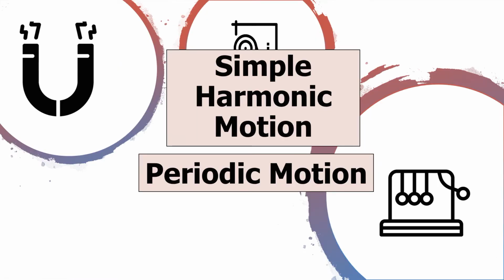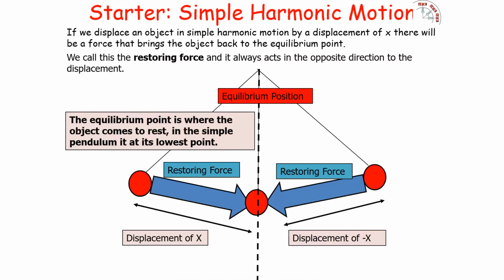In the next part of the video, we're now going to look at simple harmonic motion. So if we place an object in simple harmonic motion by a displacement of x, there will be a force that brings the object back to the equilibrium point. Now we call this the restoring force, and it always acts in the opposite direction to displacement.